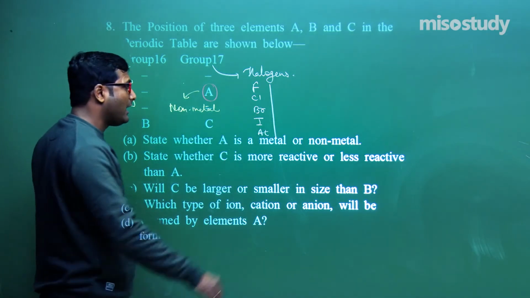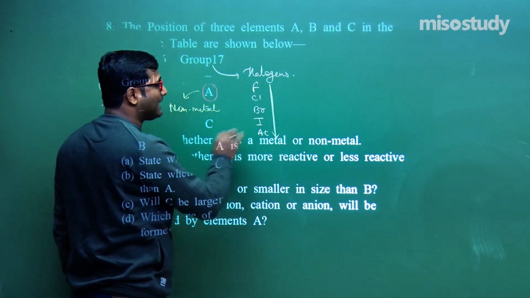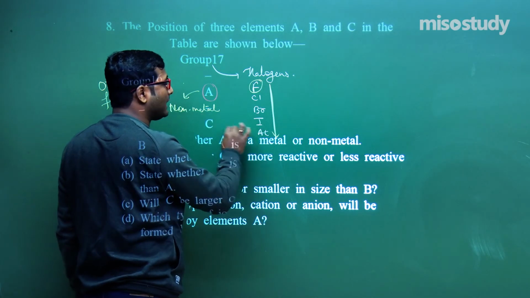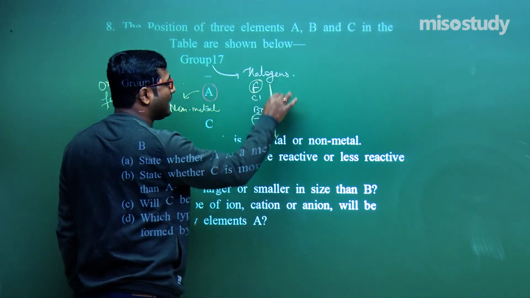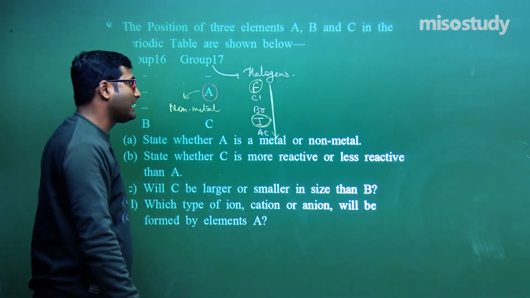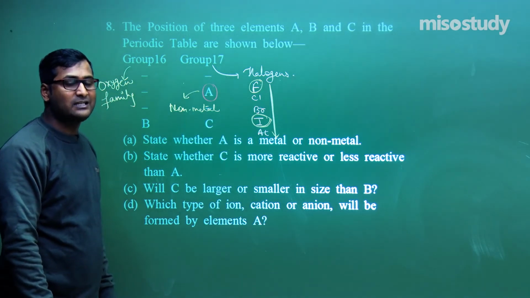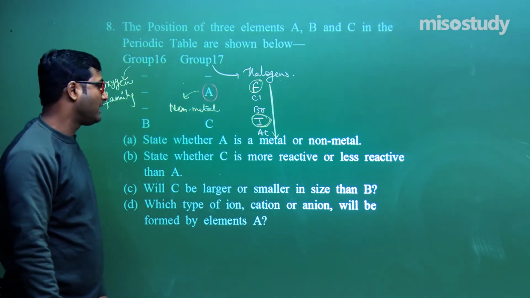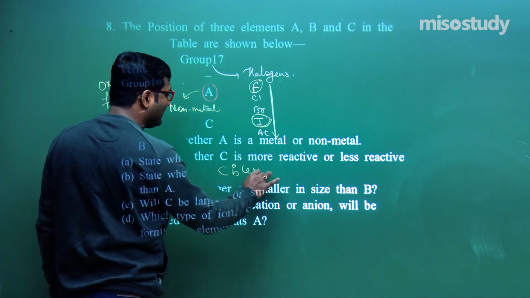In the case of halogens, when we move down the group, reactivity decreases because fluorine is more electronegative and iodine is less electronegative. Down the group, electronegativity decreases. In other words, electron gain enthalpy also decreases, that is, the tendency to gain electrons decreases. Due to this reason, reactivity decreases. So whether C is more reactive, we will say C is less reactive.